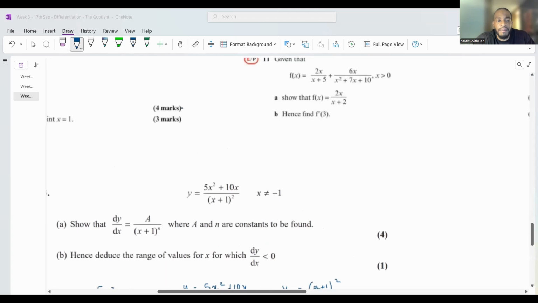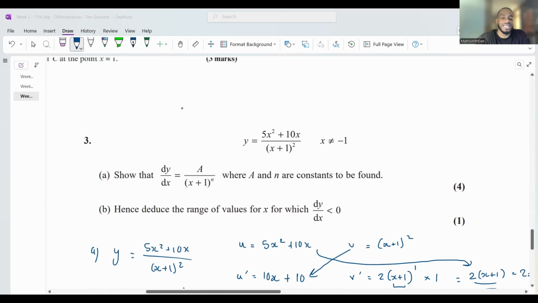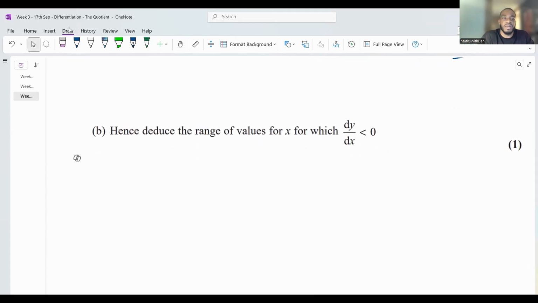So that's done. Now, part B. It says, hence deduce the range of values for x for which dy/dx is less than 0. So this one, it's only 1 mark, doesn't require much, but you still have to be careful and wary of these types of questions. So let's just get here. dy/dx, we now know, is equal to 10 over x plus 1 to the power of 3. Now, we want the values of x for which this is negative, right? Less than 0.